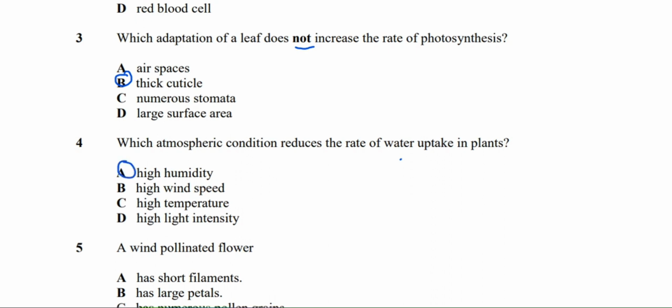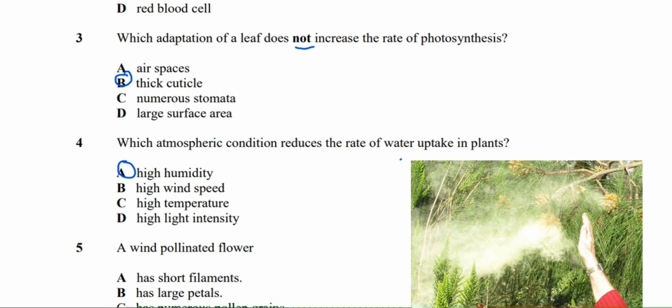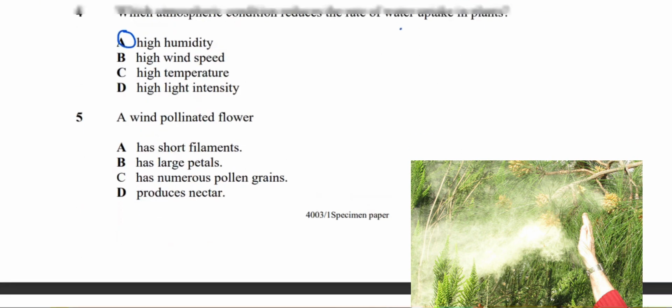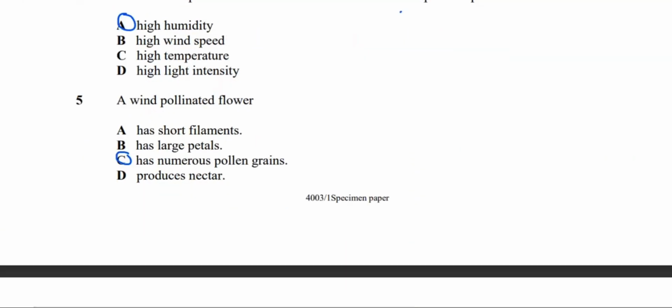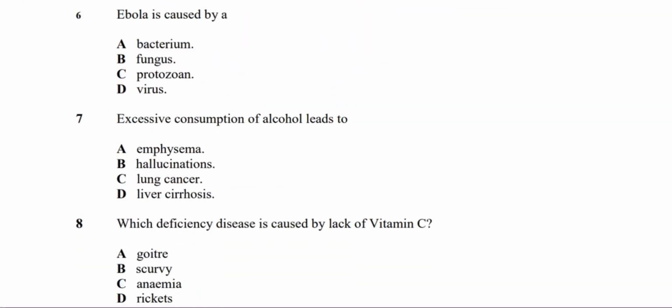A wind pollinated flower is not meant for attraction of insects, so it doesn't have large petals, but it has long filaments so that the pollen grains can be dispersed over a long distance. Also it does not produce nectar, but it does have numerous pollen grains so that a lot of them can be dispersed.